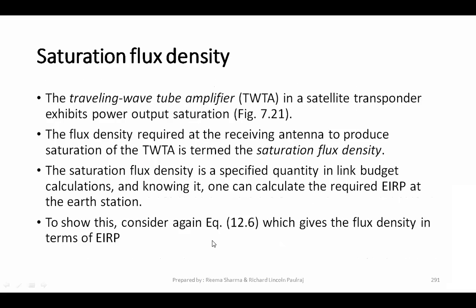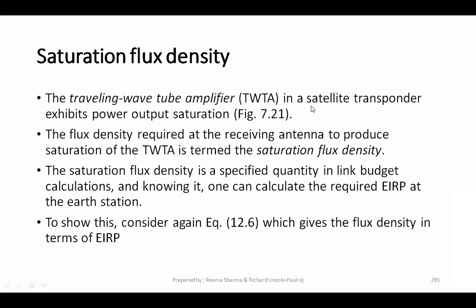So what is this flux density? It is because of the TWTA. Remember, we spoke about the electron gun and how the electrons are made to move in a straight path. This is actually available on your satellite. So this is also contributing to the error, so we add it up when the uplink is done.